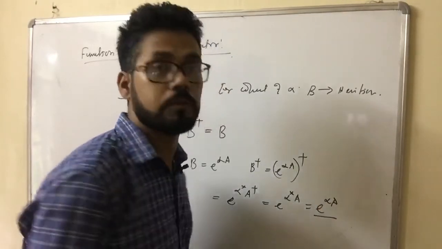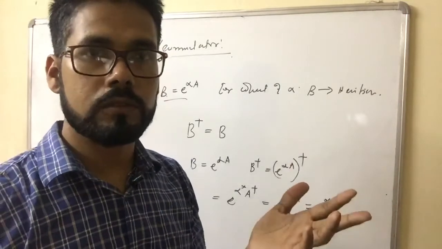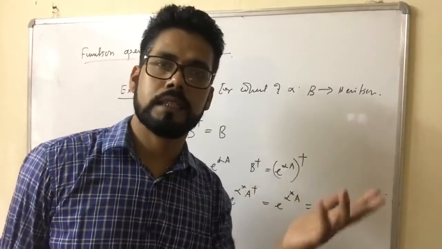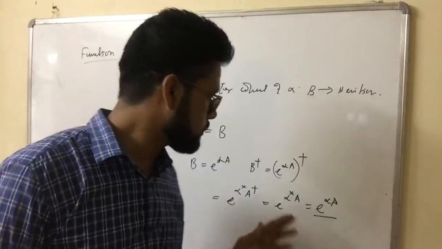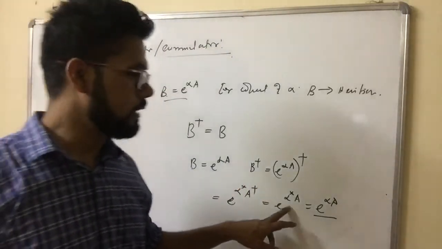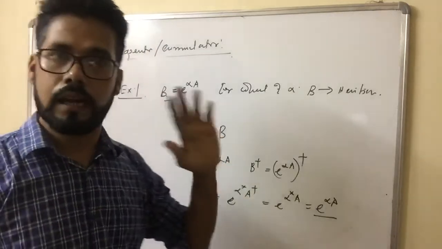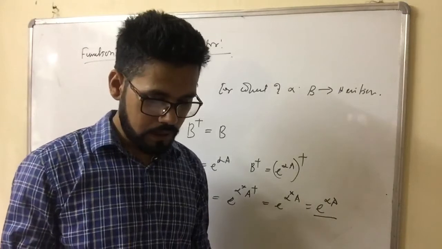But if it is, suppose, minus, then it will be the complex conjugation. Suppose it is a complex number, say the imaginary number I, then it will be plus I. So it will change the property. That is why alpha must be a real value. When alpha is real, then this operator will be Hermitian; otherwise it will not be Hermitian. This question comes in the exam.